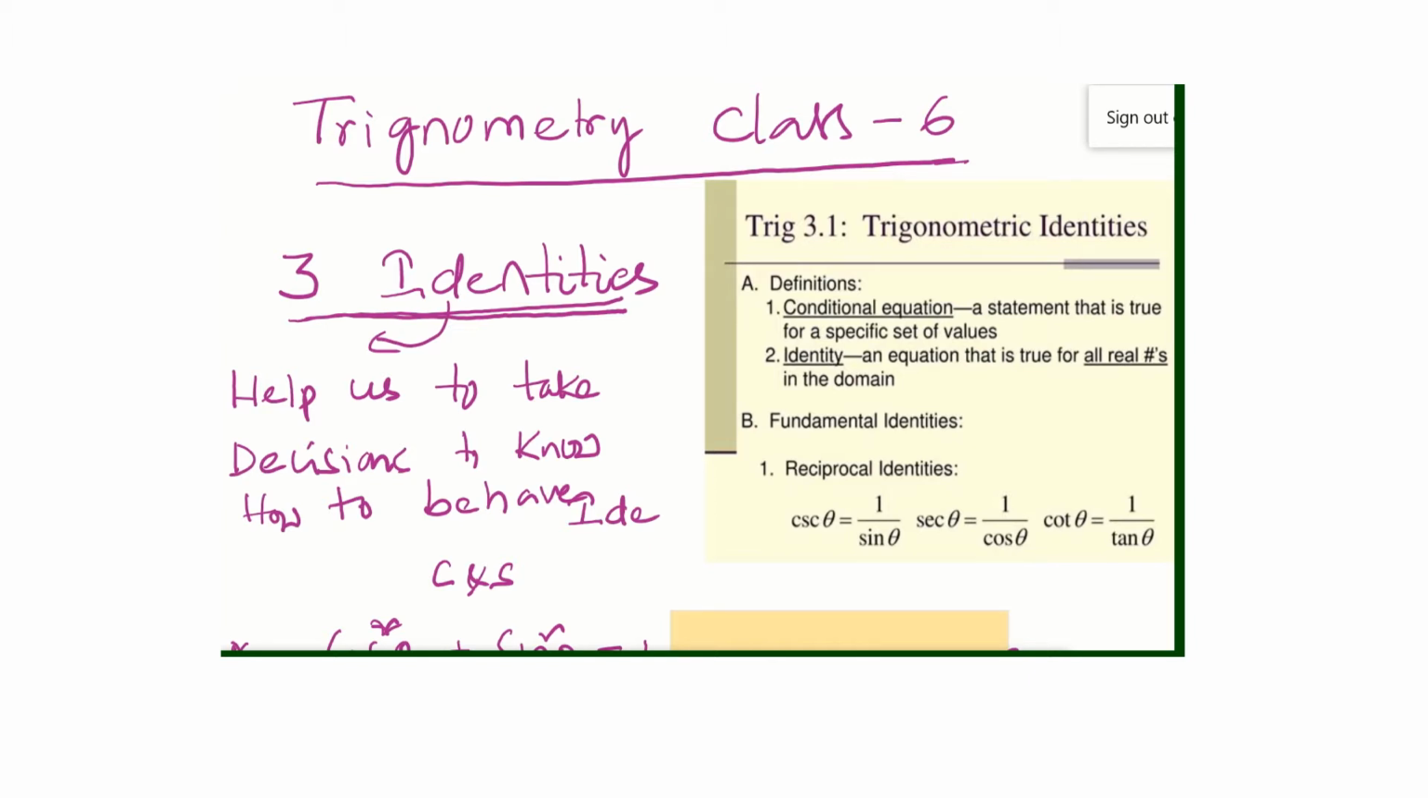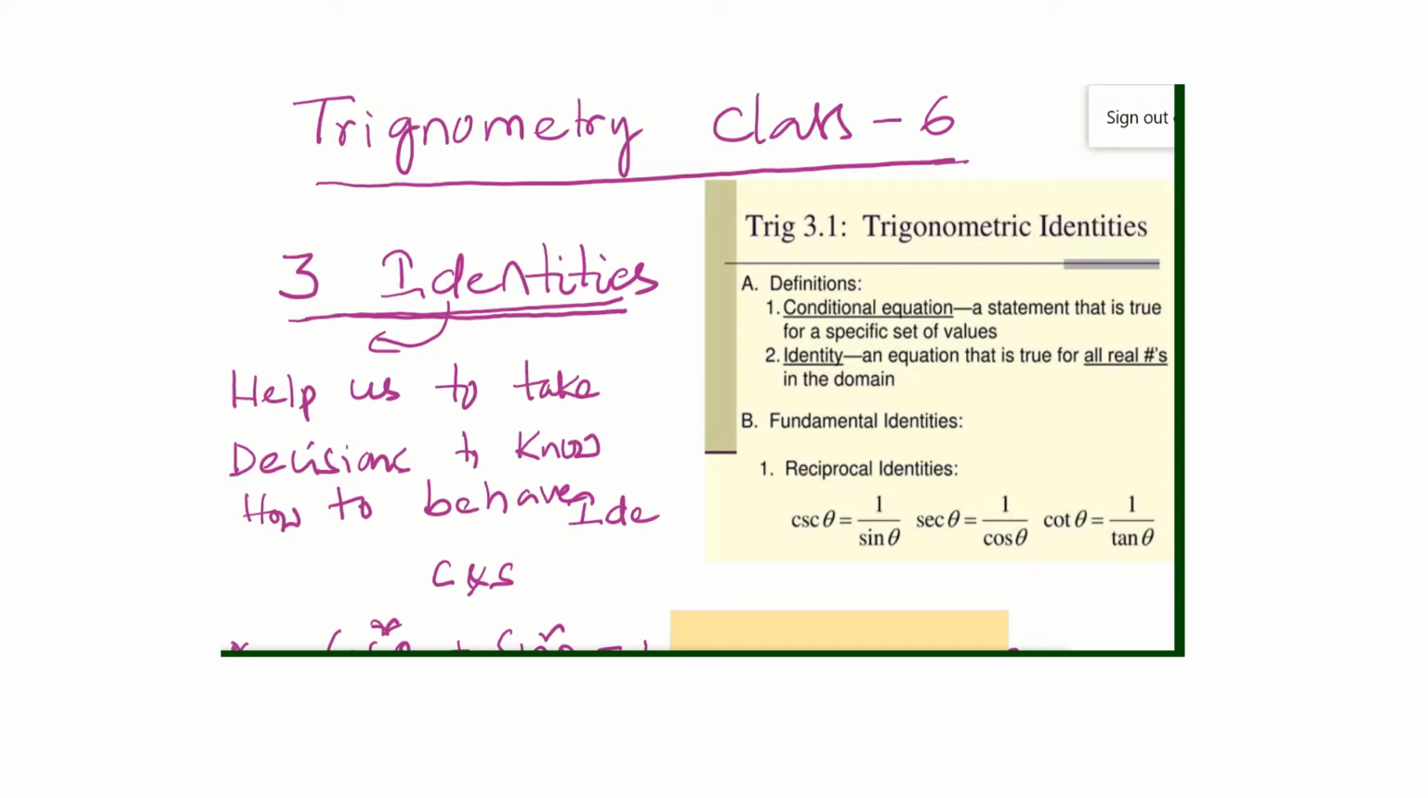In this class, I would like to bring some important identities. In general, we can find so many identities in trigonometry, but today I would like to bring three interesting identities in trigonometry. As you know, identities play an important role in decision making. Identities help us to take decisions and to know how to behave. So you can understand the importance of identity.